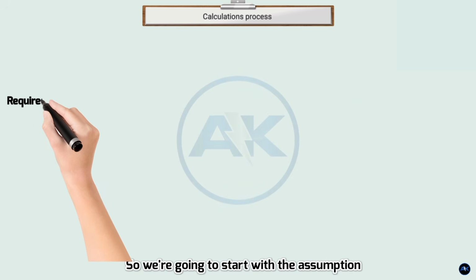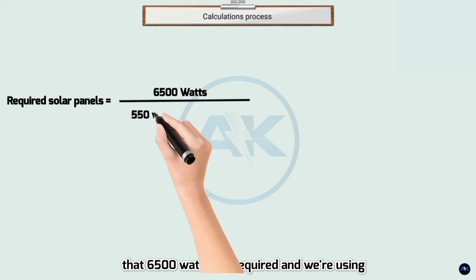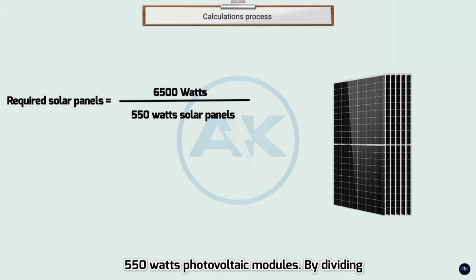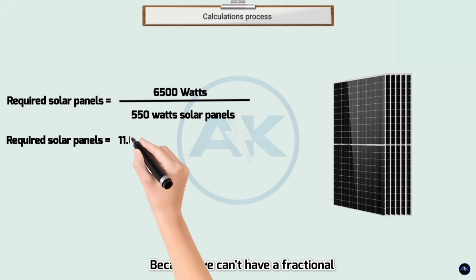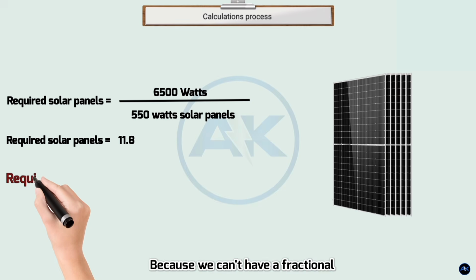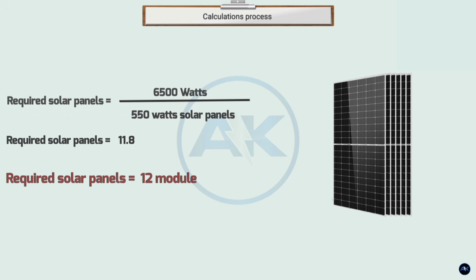So we're going to start with the assumption that 6500 watts are required and we're using 550 watt photovoltaic modules. By dividing 6500 watts by 550 watts per module, we get 11.8 modules. Because we can't have a fractional module, we'll need to round down to 12 modules. So now we know our system will have 12 photovoltaic modules.